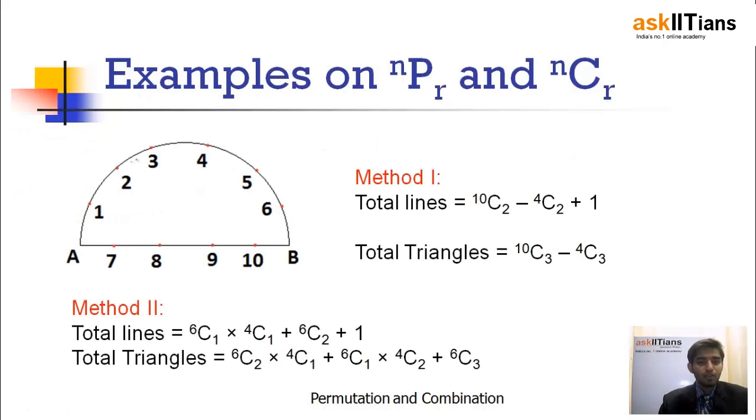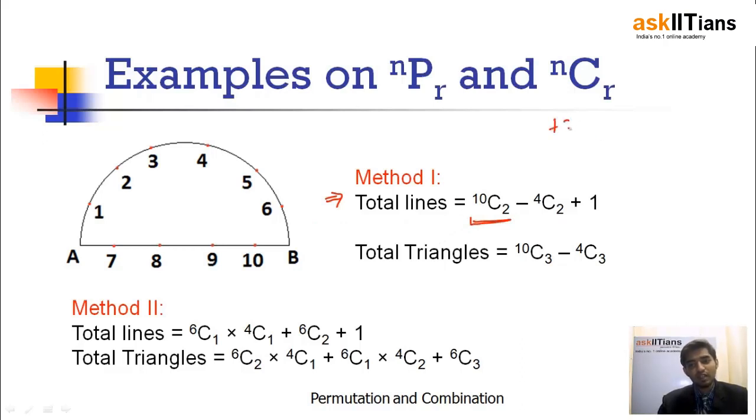Let me represent points 1 to 6 on an arc because they are non-collinear, and I will represent points 7, 8, 9, 10 on a straight line AB. So the total number of lines that are possible will be, if I take any 2 points out of these 10 points, I will get 1 line because only 2 points are required to get 1 line. So if I choose any 2 points out of these 10 points, I will get 1 line. So the number of ways will be 10C2, but a few cases will be repeated.